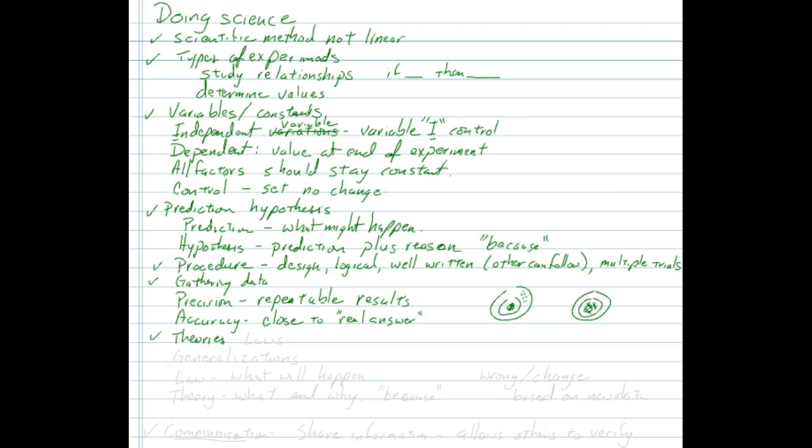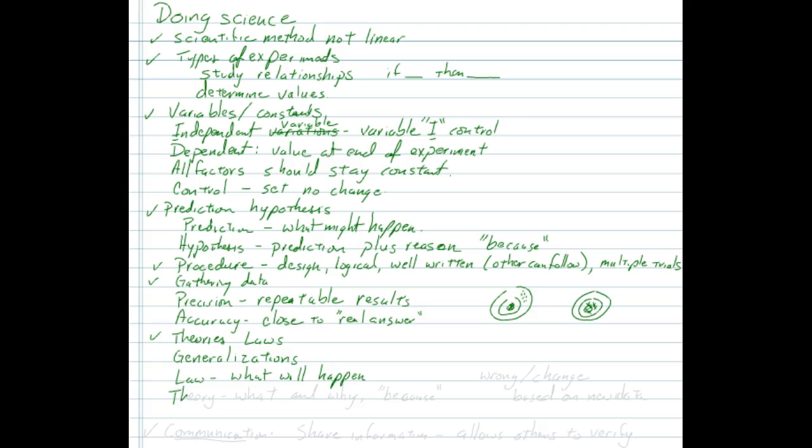Theories and laws. These are closely related to predictions and hypotheses. Both are generalizations based on many different experiments by many different scientists the world over. They both are highly regarded. Most people will agree on what's going on. A law is pretty much what a prediction is. It will say what will happen. The law of gravity: items will fall towards the center of the earth. It doesn't tell you why it does it. It just says it does.